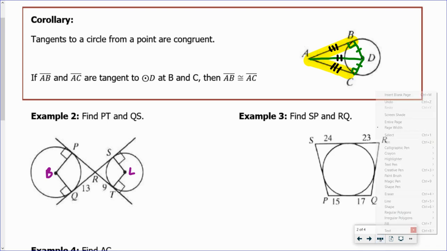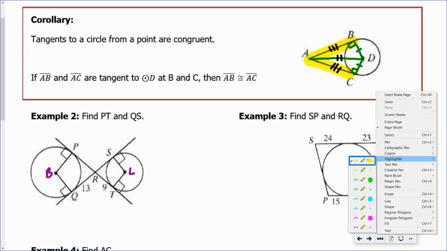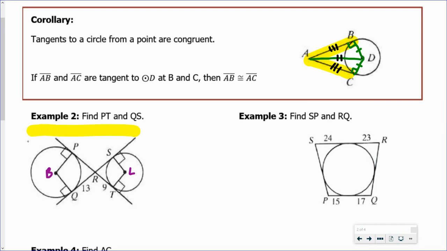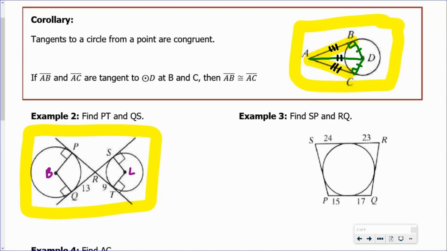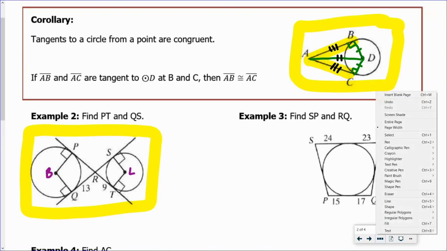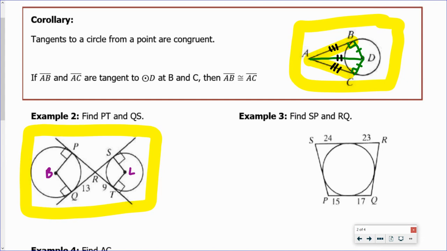So basically what's happening here is that this diagram that we're seeing in example number 2 is illustrating pretty much exactly what we see up here. So if that's the case, here's what we know. Since QR and PR start from the exact same point, point R, and they're both tangent to the circle, that means that segment PR has to be 13, which is true because of the corollary that we just looked at from above.